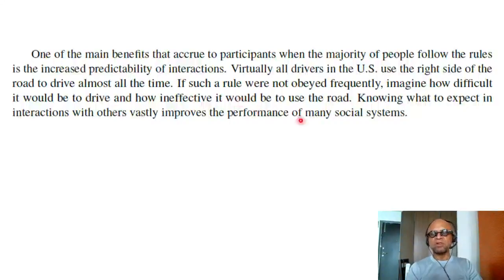So if people are just going slow, let's say in all lanes, and people behind are trying to pass, then it can become very frustrating, and you can have traffic backing up because the front row is not going fast enough, or even following the speed limit and going slower than the speed limit, and so on, or if an ambulance wants to pass or a fire engine wants to pass, and so on and so forth. Knowing what to expect in interactions with others vastly improves the performance of many social systems, right?